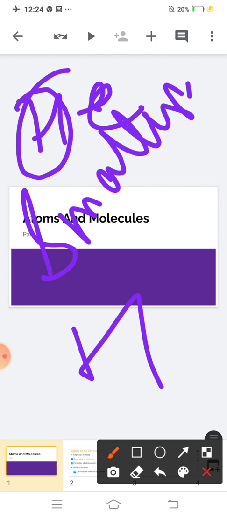Now, if I ask you what you mean by atomic mass of an element? The answer is, if you compare any mass with carbon-12, it is known as the atomic mass of an element. How do atoms exist? Atoms exist in two forms. Number one, in the form of molecules. Number two, in the form of ions.